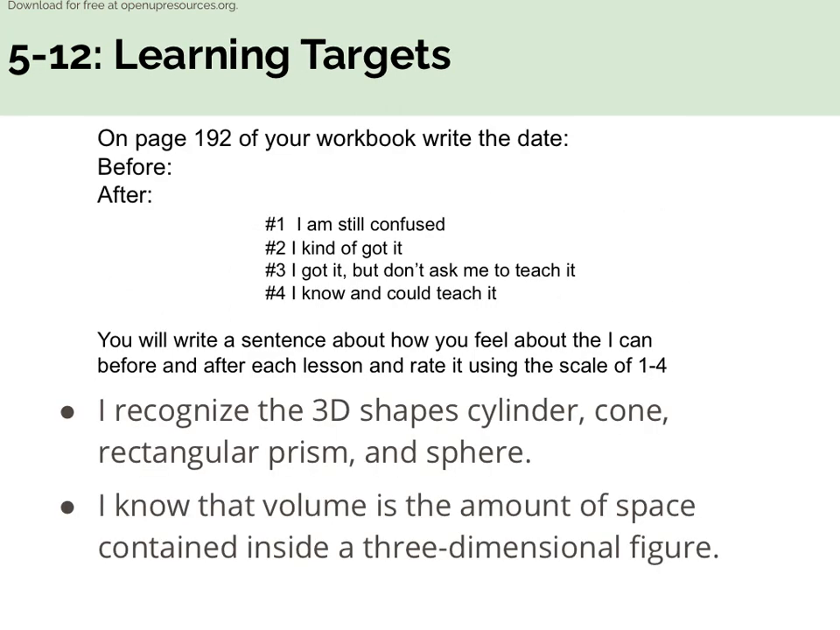So let's go ahead and turn back to page 192 and read our I can statements. I can recognize the 3D shapes: a cylinder, a cone, rectangular prism, and a sphere. And I know that volume is the amount of space contained inside a 3-dimensional figure. Write yourself a sentence about how you felt after this lesson. Give yourself a number. So 1, I'm still confused. 2, I kind of got it. 3, I did get it. And then 4, I can teach it to my friend.